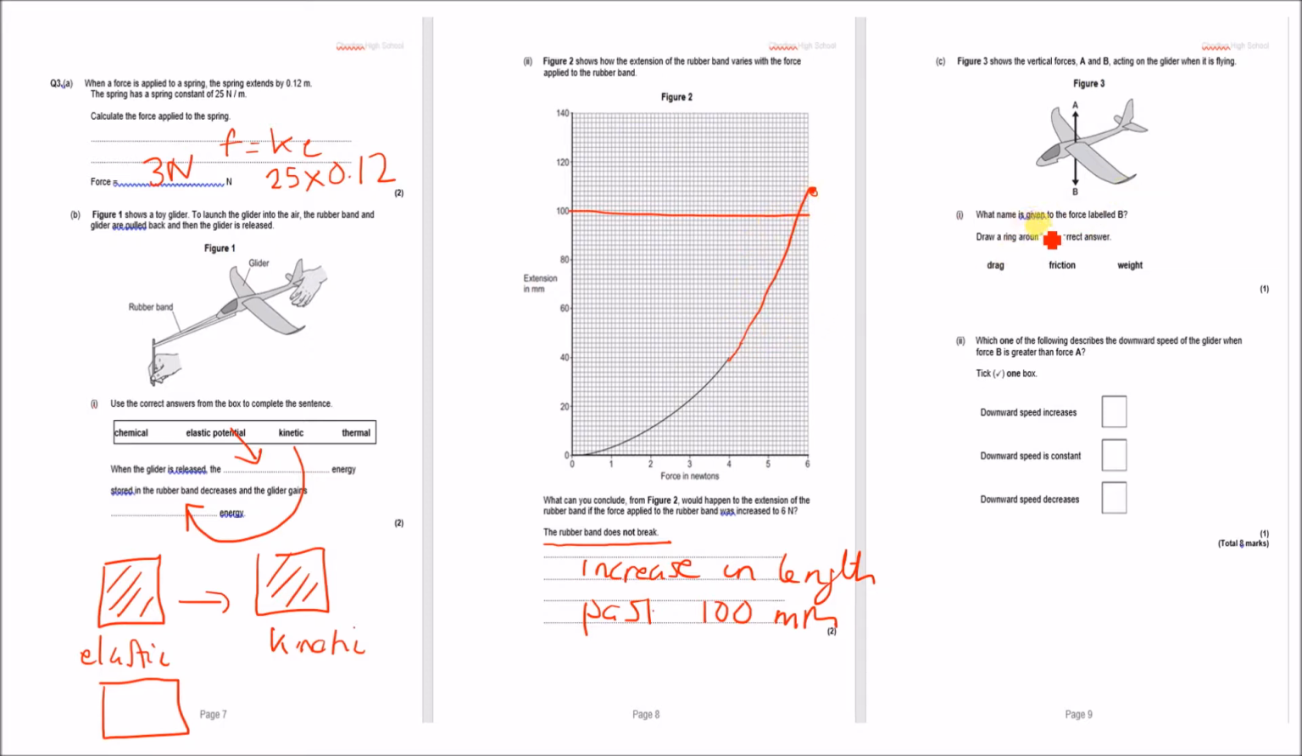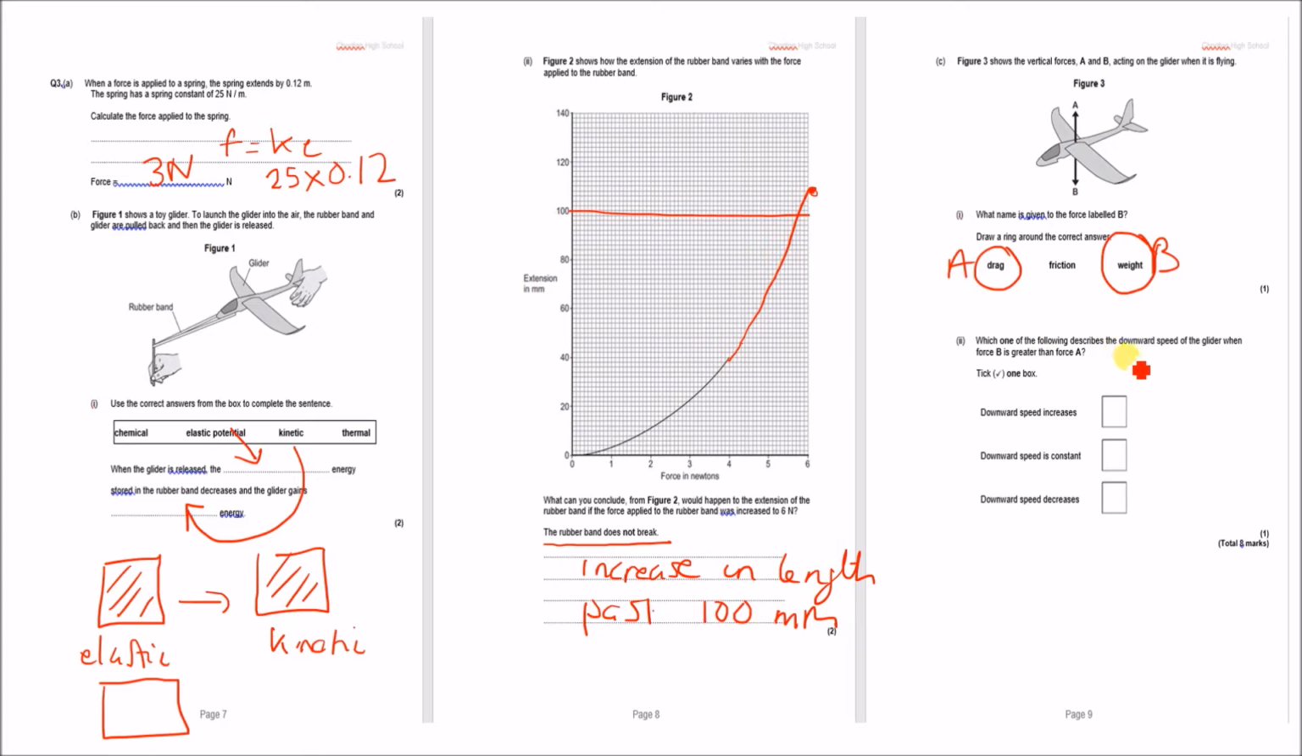The next question, what name is given to the force labeled B? Well, that's the force pulling down, so that must be the object's weight. A would be drag. Okay, so that would be A, and that is B.